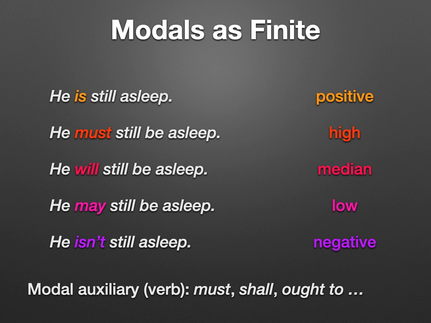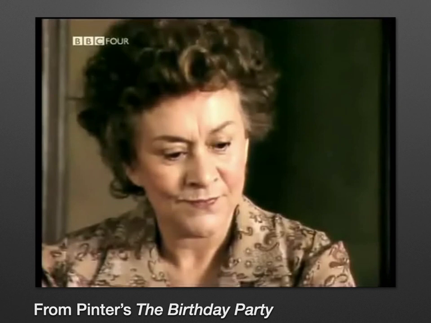So we have then this scale between positive, he is still asleep, and negative, he isn't still asleep. And then the modals, just as with obligation, introduce these three values: high, medium, low. He must still be asleep, he will still be asleep, and he may still be asleep. So that's the scale, degree of probability in this case. Now to give you a sense of how this works in the context of the dramatization of Birthday Party, let me play you a little extract from one of the versions that we've looked at before.